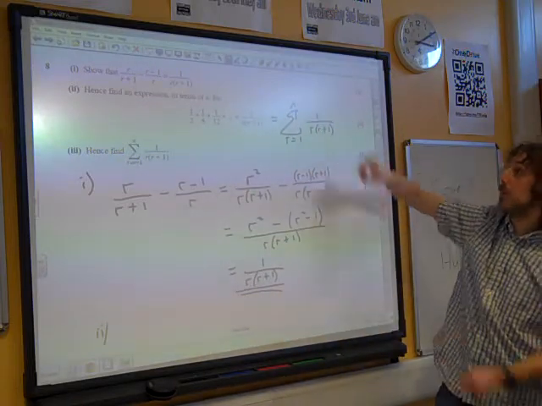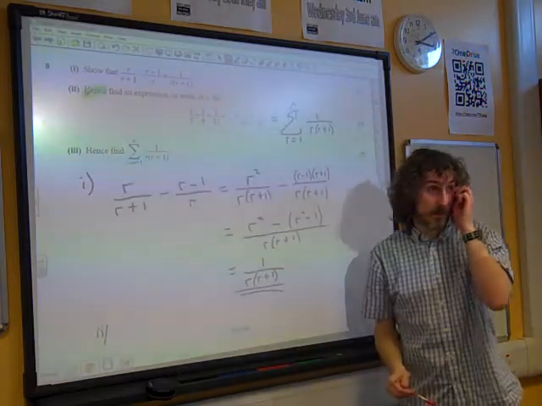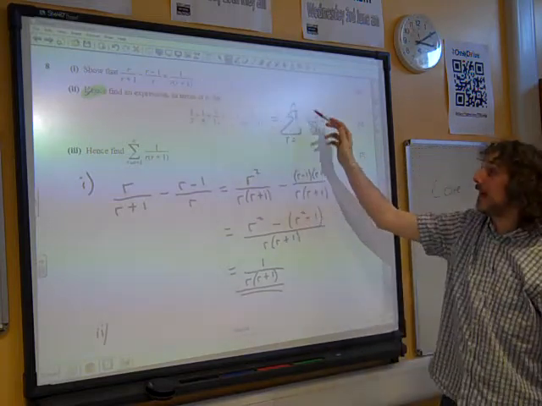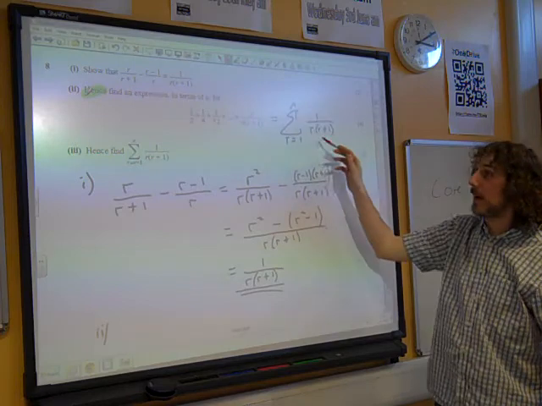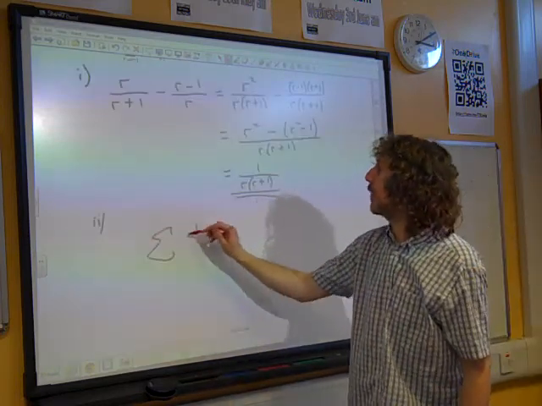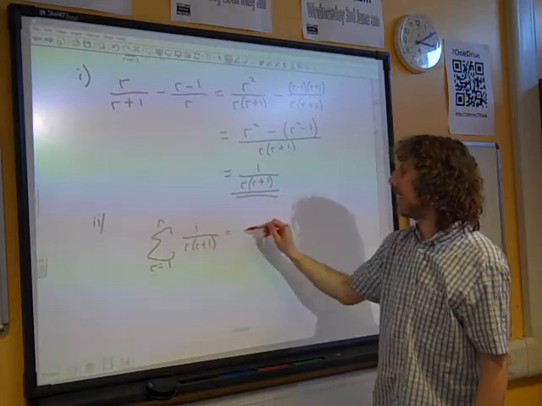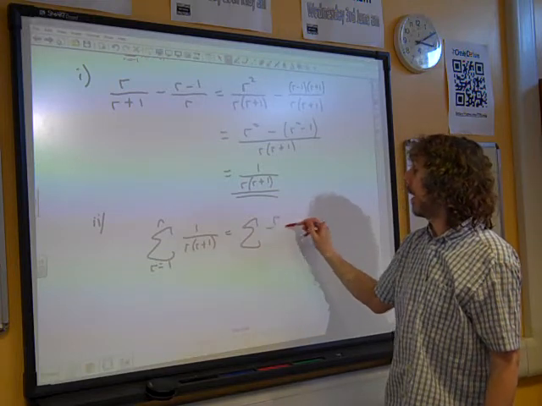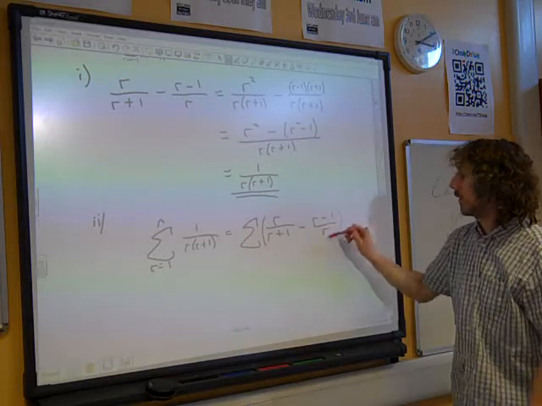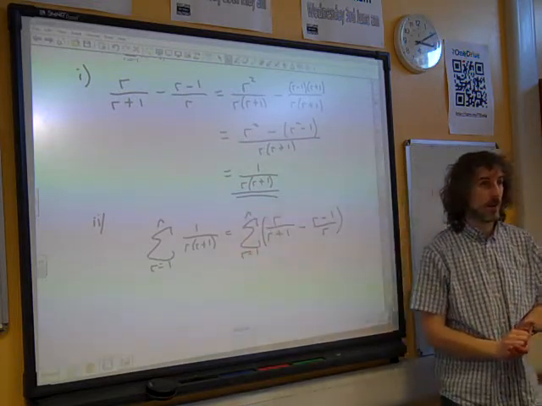Now, hence, it did say hence, didn't it? And so the hence bit means that we've got to use what we've just done up here. And what we've done up here says that that series, the sum of 1 over r times r plus 1 as r goes from 1 to n, is the same as the sum of r over r plus 1 minus r minus 1 over r as r goes from 1 to n. That's the hence bit, so we're now going to do something with that.